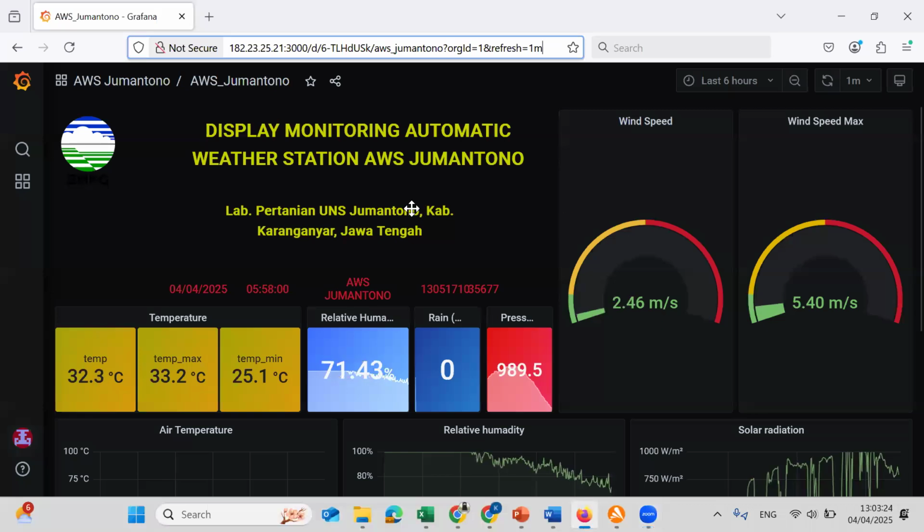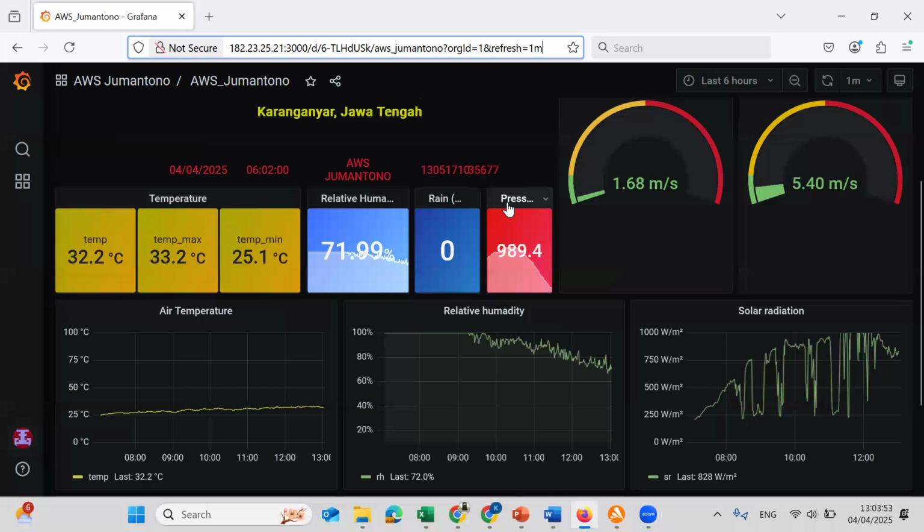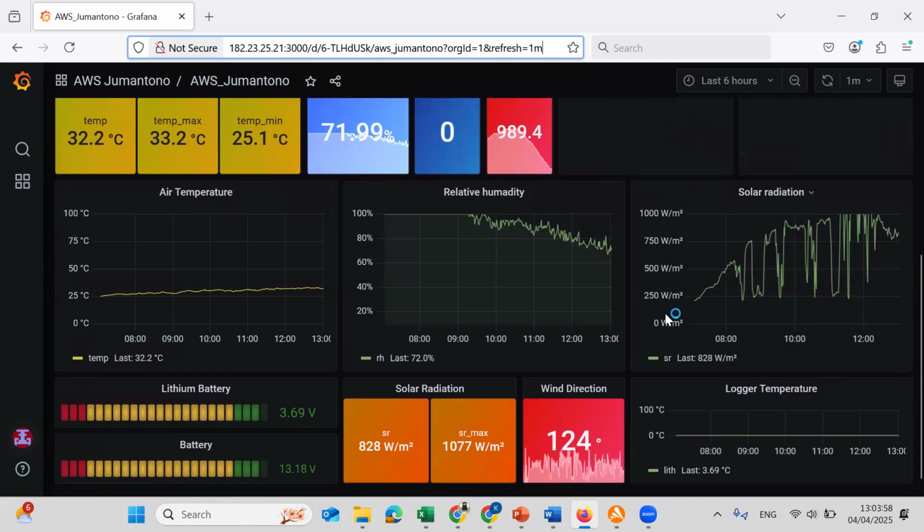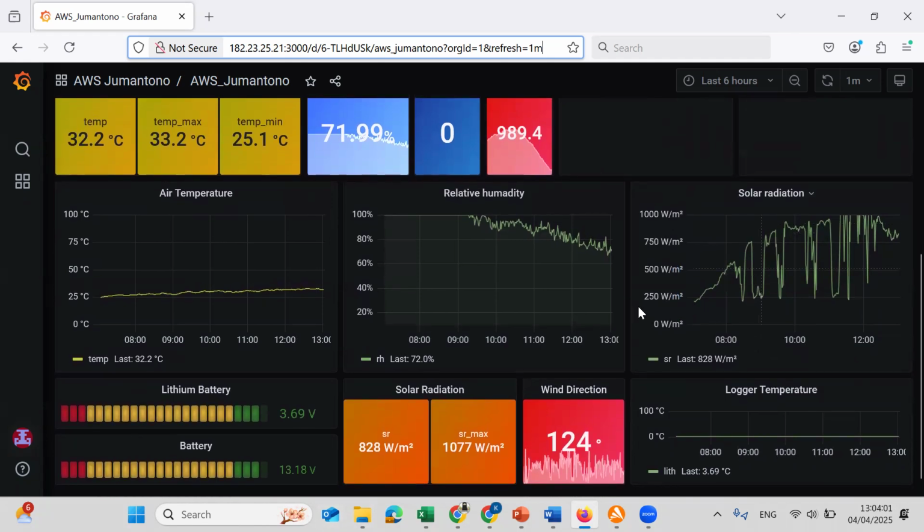I took some information from the Jumantono Weather Station. As you know, we have the weather station over there and we can monitor it time by time. So for example, this is the console of the weather monitoring from the weather station in Jumantono. As you can see, there's temperature data, relative humidity, rainfall, and air pressure. And then here there's wind speed, and then solar radiation and also the wind direction.